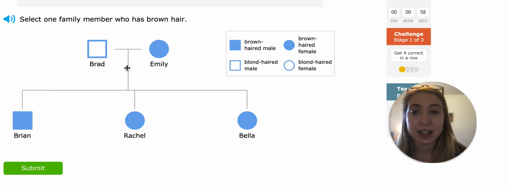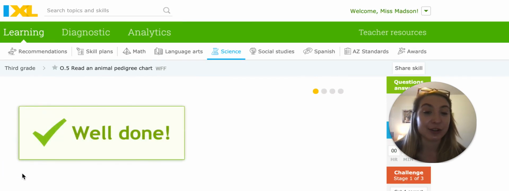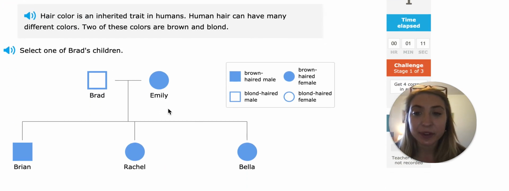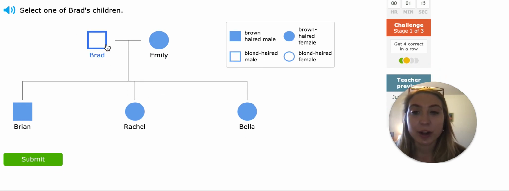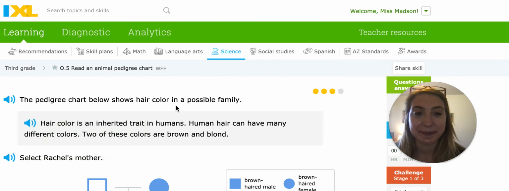Now they're asking us to select one family member who has brown hair. Well, I know any of the filled in squares or circles are brown hair. So I could click any of them, and that shows that they have brown hair. Now it's saying select one of Brad's children. Here's Brad and Emily, and this line shows that anyone on this line is their child. So again I could pick any one of these 3. We're going to go with Bella this time. We went with Rachel last time.